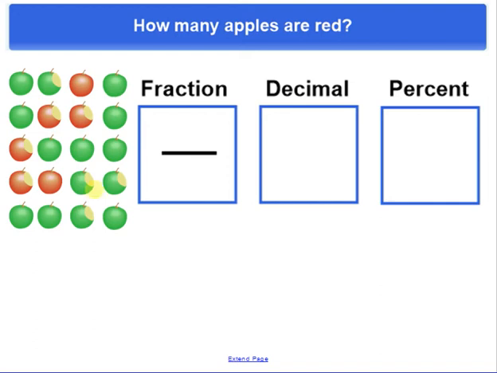All right, look at this picture very carefully. There are red apples and green apples, but there are also apples with a bite taken out of them and apples that are whole. Look at this question very carefully. How many apples are red out of the total apples? Write your fraction, write your decimal, write your percent.